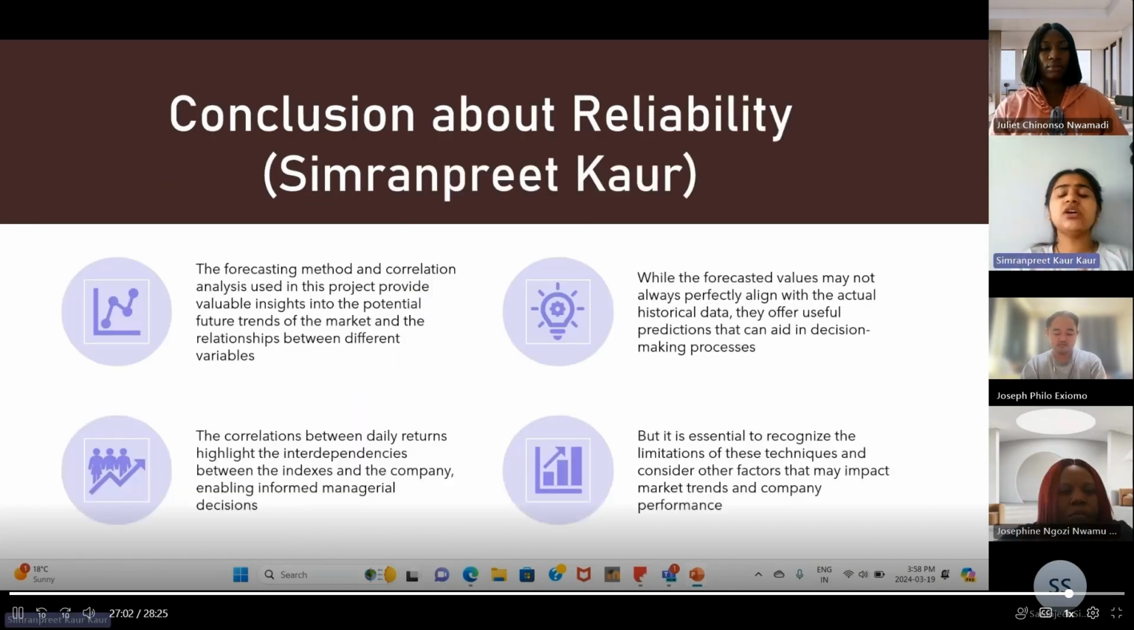So once all the reliability has been checked, what is the conclusion? First of all, the forecasting method and correlation analysis used in this project provide valuable insights into potential future trends, what could happen in the market or the relationship between S&P and Dow Jones. And why is it important to know these relations or the trends of the market? Once a person knows about the daily returns of these indices, the managers of the company can decide what they need to do for the company to go upward.